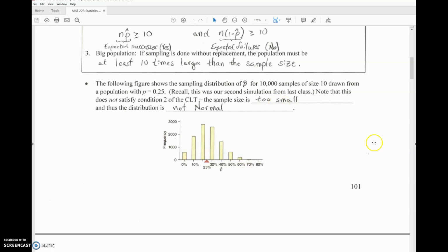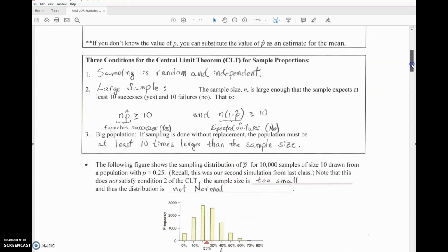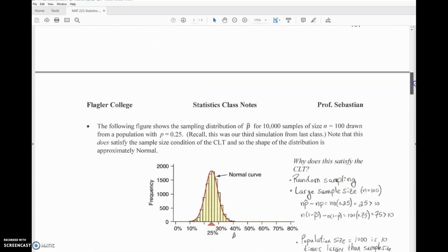So I just got done talking on the previous page again about what are the three conditions for the central limit theorem for sample proportions. And the problem is that you have to have a large sample. You have to have at least 10 successes and at least 10 failures, or 10 yeses and 10 nos, however you want to think of them.